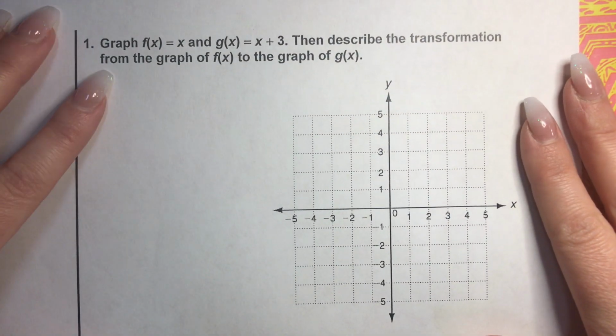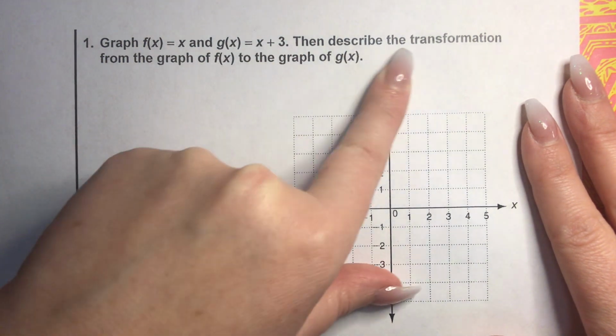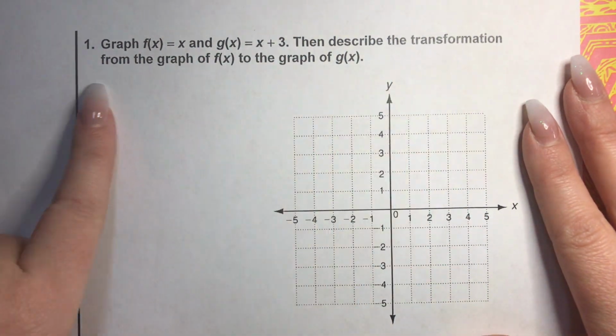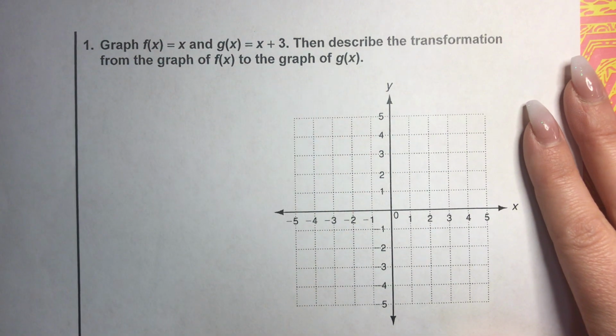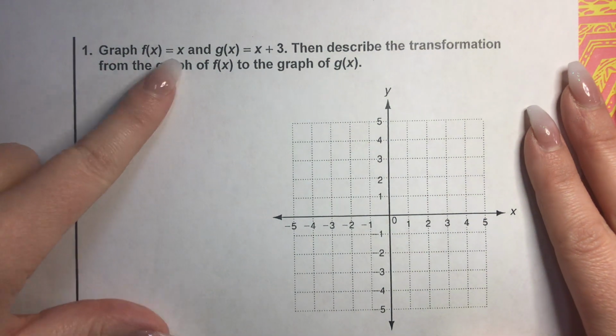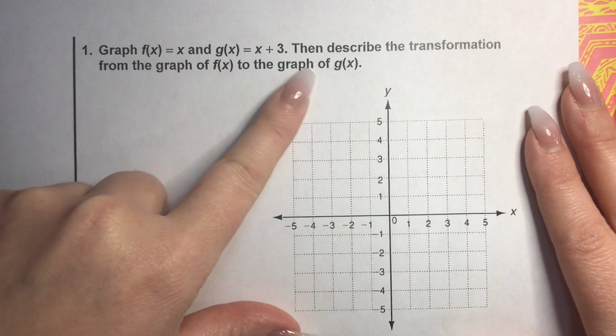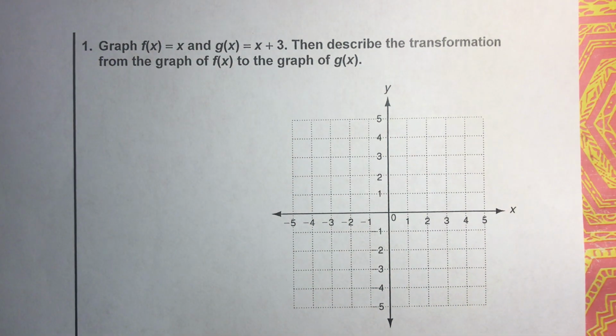So what we're going to do here is we're going to graph f of x equals x and g of x equals x plus 3, and then describe the transformation from the graph of f of x to g of x. Okay, can you tell what's going to happen just by looking at it? Like, what's the y-intercept here and what's the y-intercept here? Can you tell what's going to happen? Okay, let's just graph it.